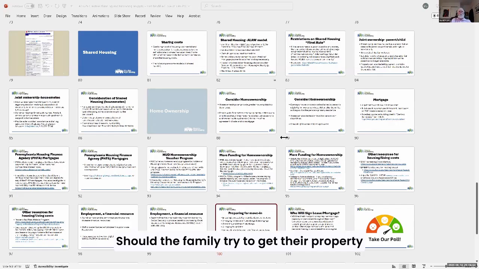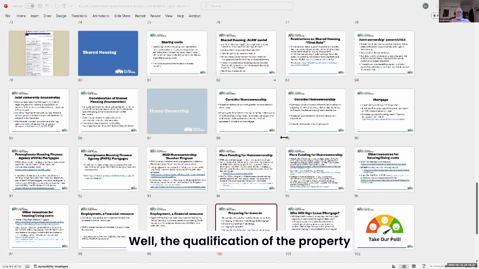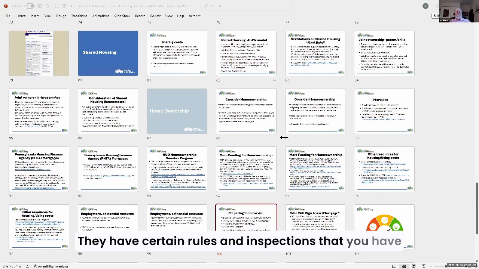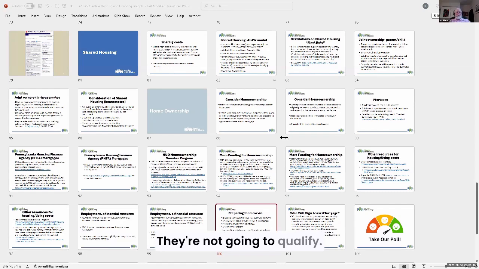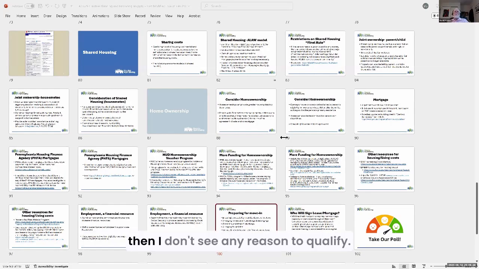Should the family try to get their property qualified for the voucher or wait until the child qualifies for the voucher? Well, the qualification of the property is done by the Public Housing Authority. They have certain rules and inspections that you have to go through in order to have the property qualified. I mean, you could say, yes, I want to qualify my home for a voucher, but if you don't intend to rent to other third parties, people who already have the voucher, then I don't see any reason to try to get your property qualified.